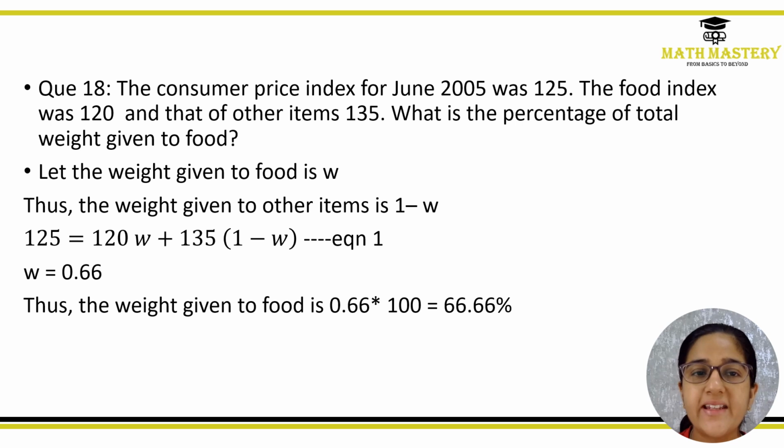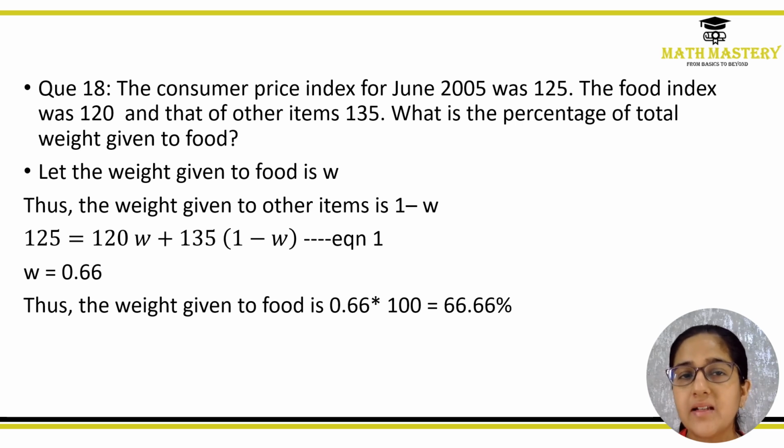Question number 18. The consumer price index for June 2005 was 125. The food index was 120 and that of the other items is 135. What is the percentage of total weight given to food?